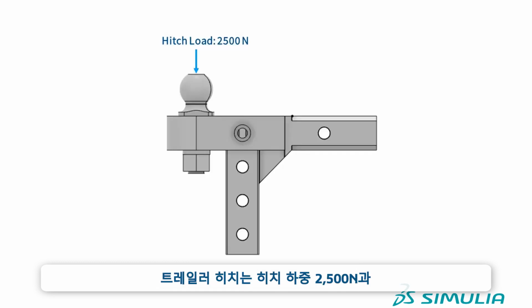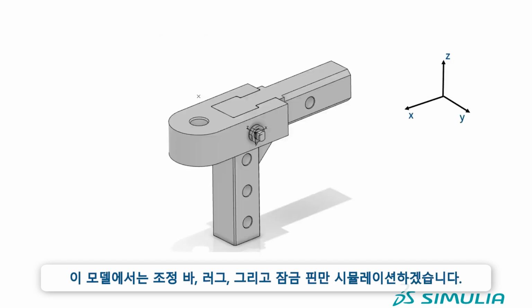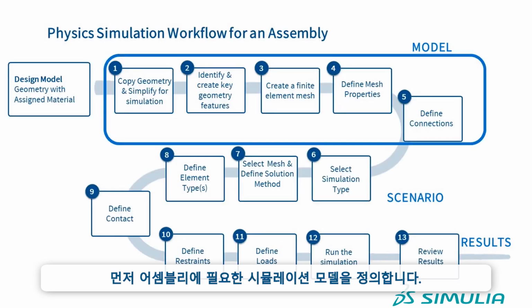To remind you, the trailer hitch is supposed to support a hitch load of 2,500 newtons and a pull load of 26 kilonewtons. For this model, we only simulate the adjustment bar, lug, and lock pin. First, we will define the simulation model for the assembly.